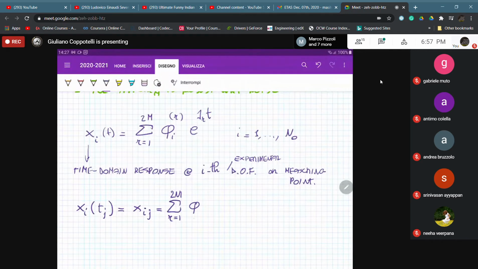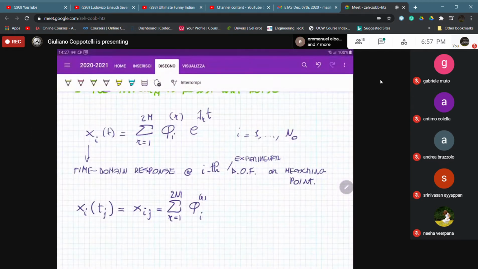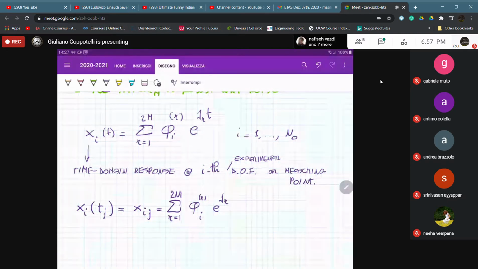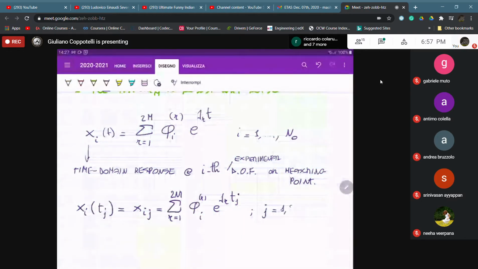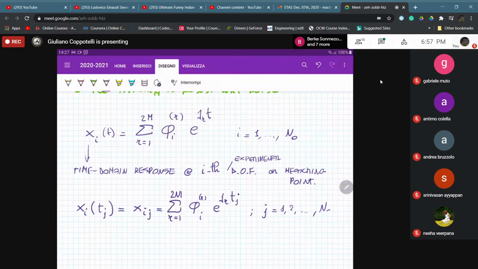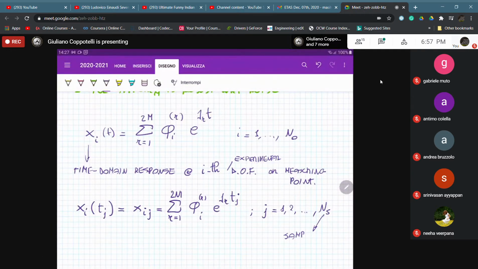So R corresponding to the ith degree of freedom, lambda_R t_j. And in addition, your j subscript goes from 1 up to the number of sampling points in time domain, and Ns is the number of sampling points, of course.